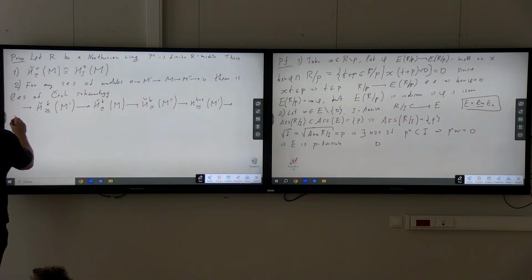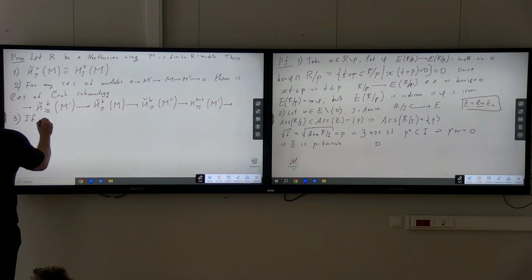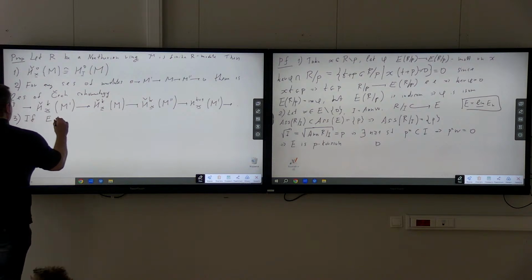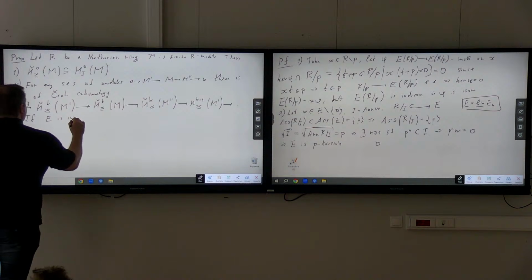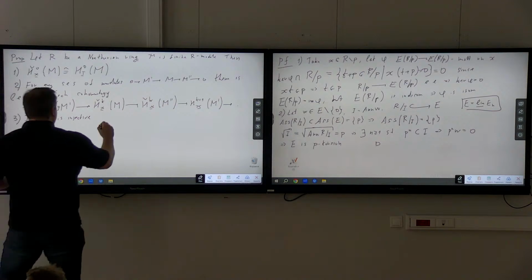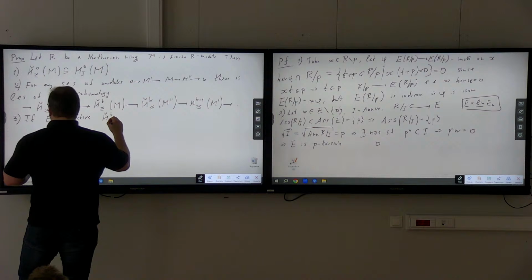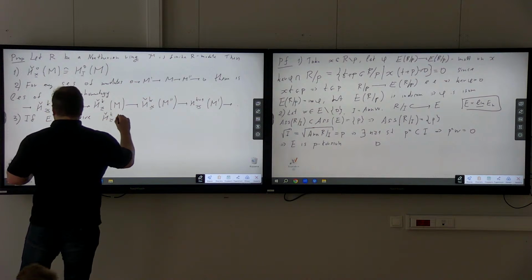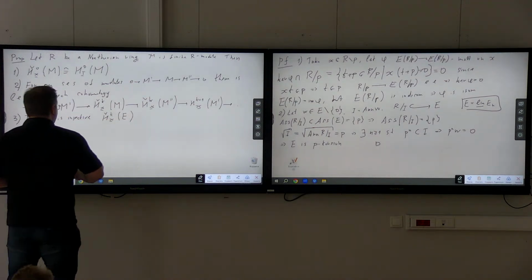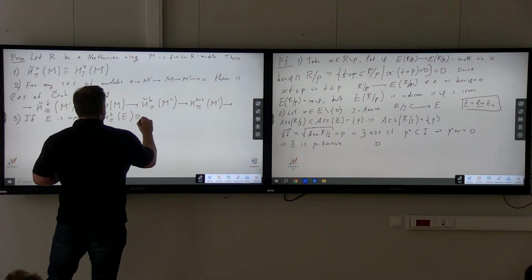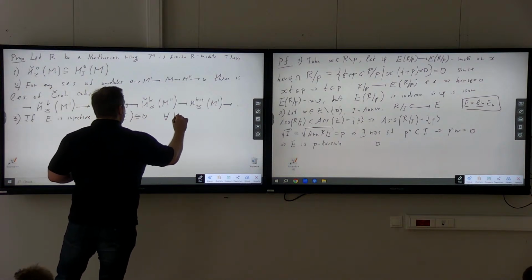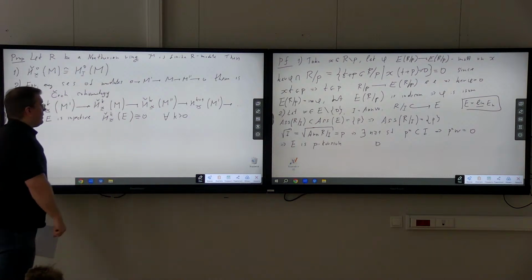And finally, the most important and the technical part of the proposition is the following. If E is injective, then the positive Čech homology of the injective module E are all 0. This is for any k greater than 0.